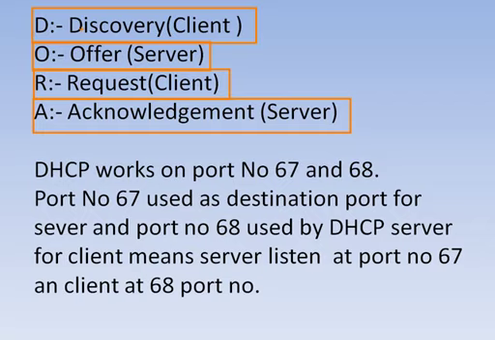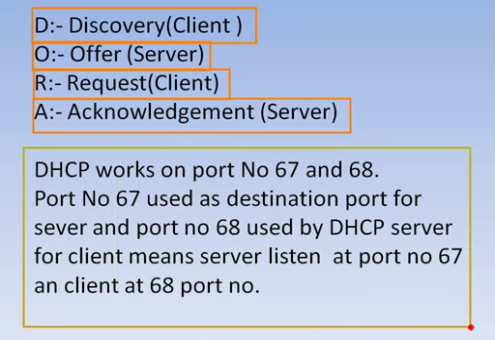Request is done by the client side, offer is given by the server, again request is done by the client, and acknowledgement is given by the server. From the technical perspective, DHCP works on port numbers 67 and 68. Port number 67 is used as the destination port for the server, and port number 68 is used for listening by the client machines.